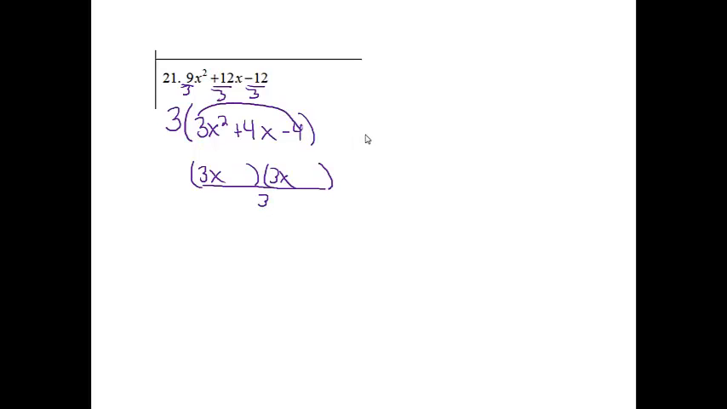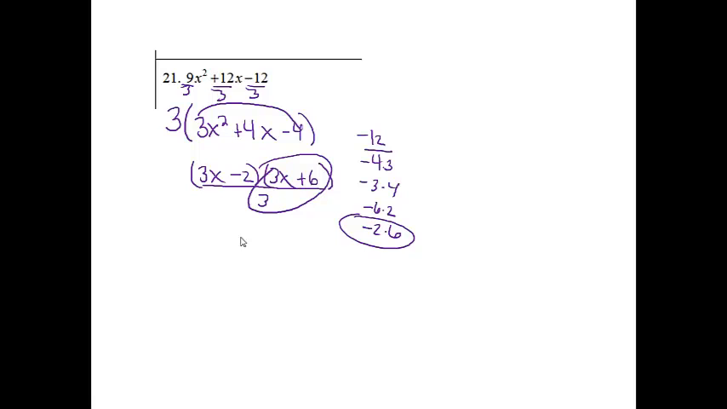3 times negative 4 is negative 12, and I'm thinking to myself, what times what would give me negative 12? Negative 4 times 3, negative 3 times 4, negative 6 times 2, negative 2 times 6. I would like to get a positive 4 in the middle, and I notice that negative 2 plus 6 is 4. So minus 2 plus 6. I'm going to divide that 3 out of the second binomial, so I'll get 3x minus 2. If I divide both of those terms by 3, I'll get x plus 2, and then don't forget that 3 tags along to my final answer. So that would be my final answer on that problem.